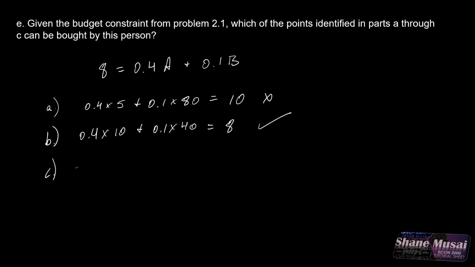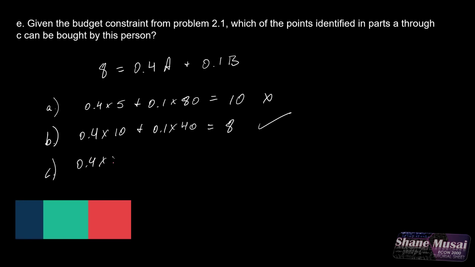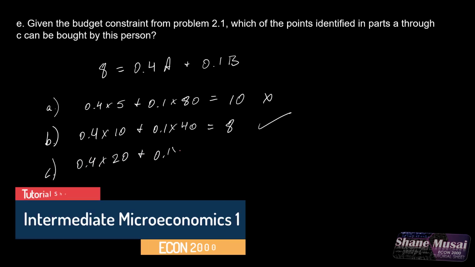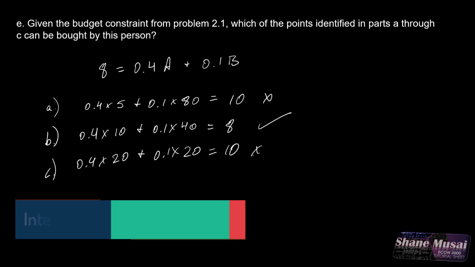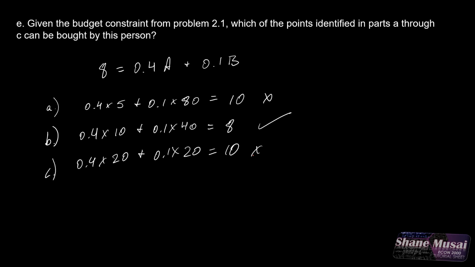Now if you look at part C, where there are 20 apples and 20 bananas, this again is equal to $10. So we cannot purchase the combination in part C. So basically, with this question which asks which combination can be bought, we can only purchase 10 apples and 40 bananas. Only part B, only that combination can be bought given our budget constraint described in question 3.